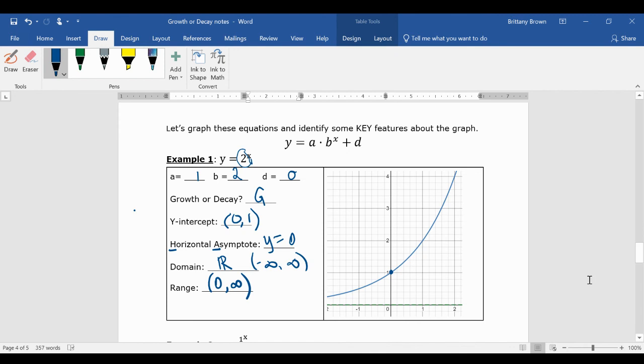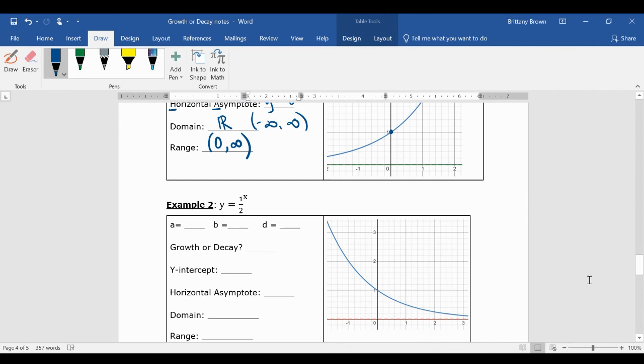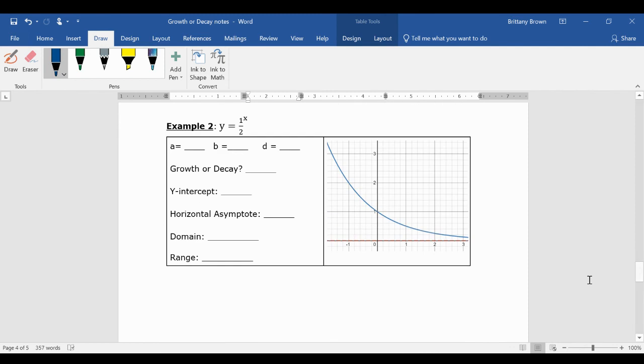All right, so let's see what decay looks like. I think you're going to see we have a lot of resemblances here. So for the a value, again, there's nothing there to multiply in front, so it's just a 1. b is a half. d is 0. And we're going to make an observation about this d value here in a moment. So decay, y-intercept, kind of interesting. It's still the same as our other function, but this time we're decaying, not growing.